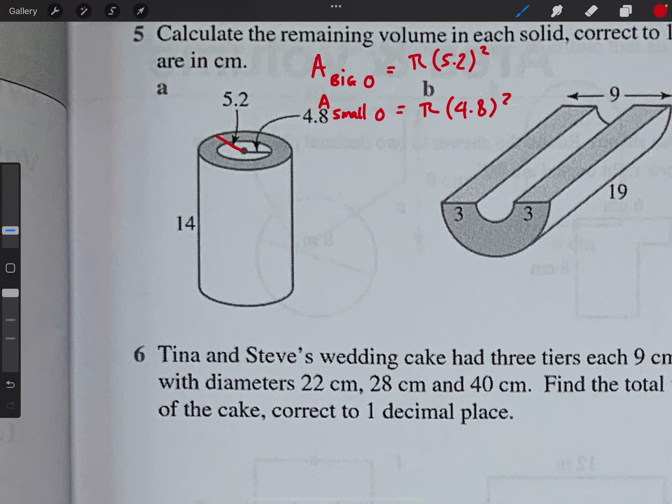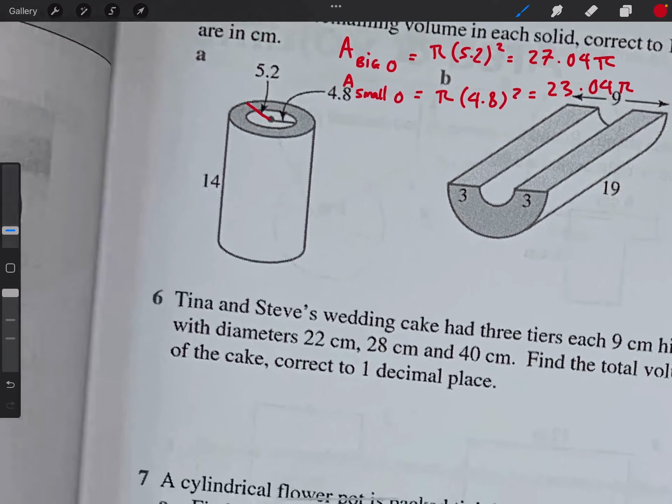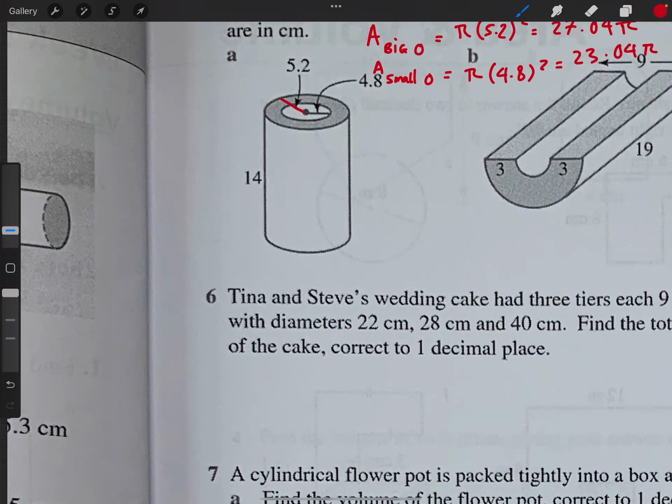So that means the area of the big circle, 5.2 squared, is going to give you 27.04. All I did was square this one. I didn't multiply by pi or anything yet, so we still have to multiply by pi, so I'll just leave that in there. The same thing I'm going to do with 4.8 squared, and I'm going to get 23.04 pi.